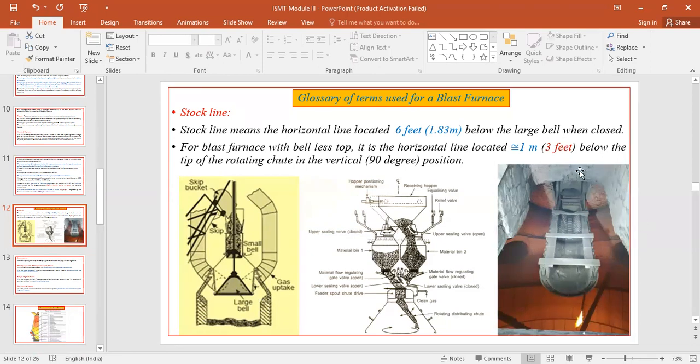And here you can see this picture. This is the beltless top charging system where you have a rotating chute. The same thing you can see here. This rotating chute will rotate during the charging process. For the bell-less charging system, the stock line is a horizontal line located 3 feet below the tip of the rotating chute. From here onwards, below this, we need to maintain a 3 feet distance. That is the stock line, meaning till that height we can do the charging.